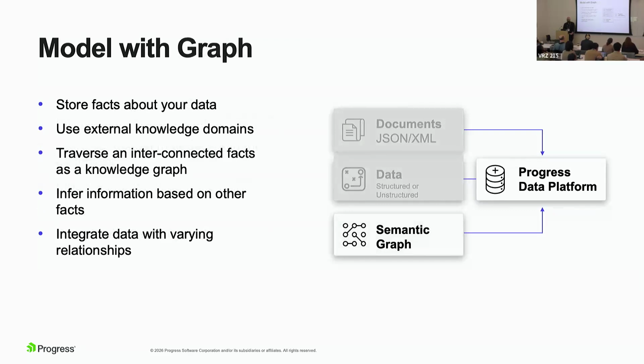And then when you want to model with graphs is when we're starting to look at storing facts about your data as that contextual information we saw coming out in our classifications. We may have industry standard knowledge domains that we want to bring in, whether it's chemical compounds, financial instruments, et cetera. Or if we want to infer new information based off of items that are in that graph, we can start to really harness the power of that information in the graph.